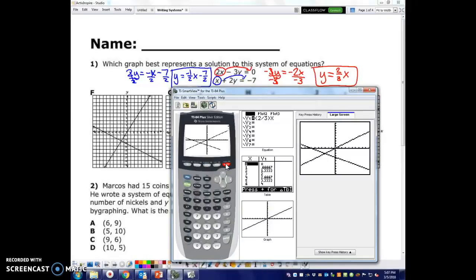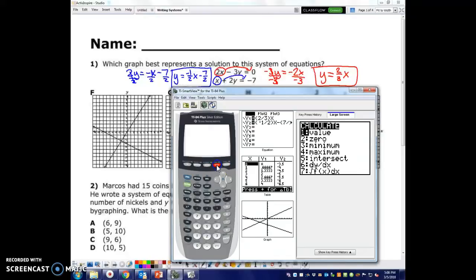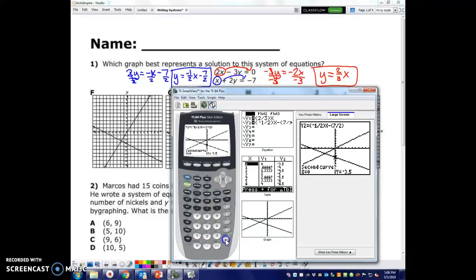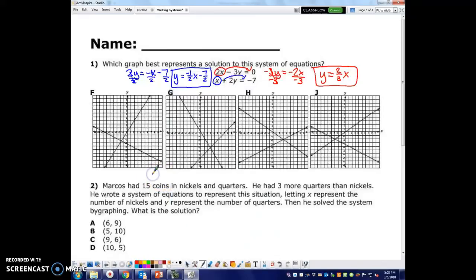So we want to find the graph that looks like this one, but we can even take this a step farther. You ready? Hit second, trace, 5, intersect. Okay? We've used this before. Enter, enter, enter. This will tell you the intersection is at negative 3, negative 2. Okay? So if the intersection is at negative 3, negative 2, let's find that.